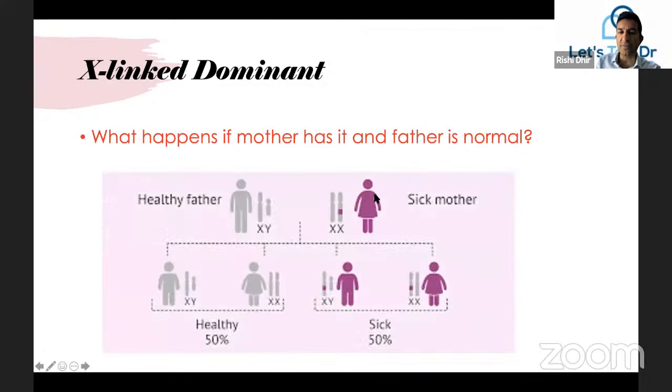So if your mother has it, okay, remember, she's got a diseased X and a normal X, but because it's dominant, she cannot mask it. So in this case, 50% of her sons will have it, 50% of the daughters will have it because they've taken the diseased X from her. Whereas 50% of the sons and daughters will be healthy because they've taken their normal X from the dad and the normal X from the mum, okay? Females are more commonly affected than males in this one.